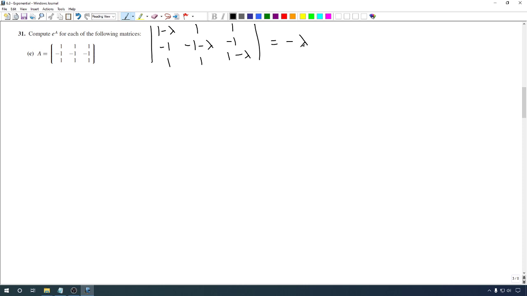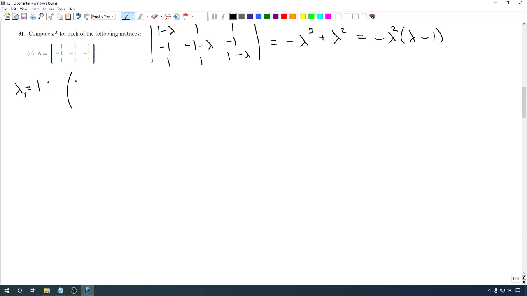But eventually you'll get that this is negative lambda cubed plus lambda squared. Or in other words, if we factor out negative lambda squared, we get lambda minus 1. So similar to what we had in a previous problem, we do have a repeated eigenvalue. We have 0 and 1 with the 0 being repeated. Let's go ahead and work with the non-repeated one first. So we'll say lambda 1 is 1.